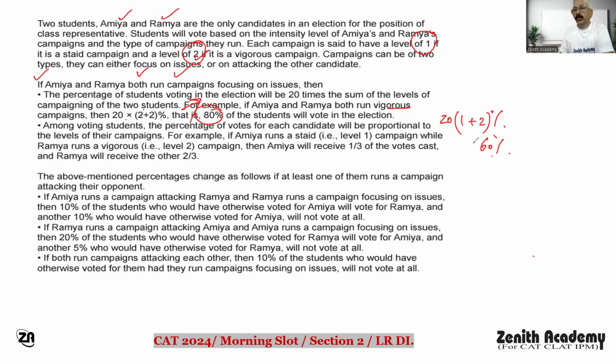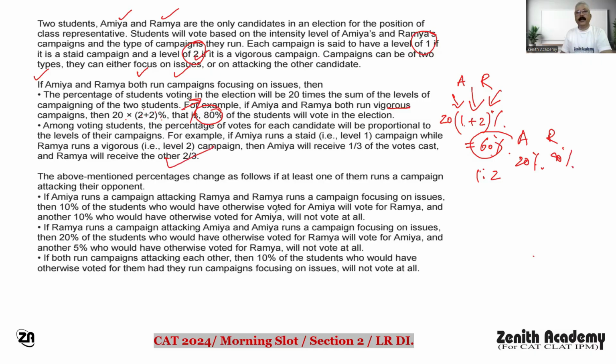And total voting is 60% in this scenario, when one is running a level 1 campaign and the other is running a level 2 campaign. This is going to be shared between them in the ratio of their levels. If Amya's level is 1 and Ramya's is level 2, they will share the 60% in the ratio 1:2, meaning Amya gets 20% and Ramya gets 40%.